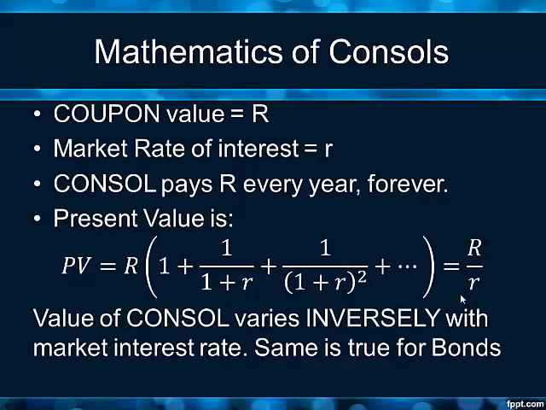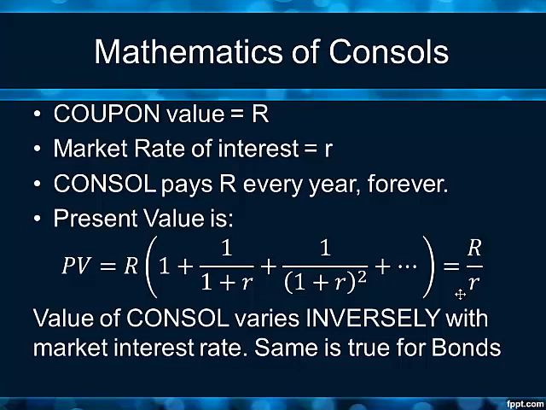Alright, we're going to do a little bit of mathematics. Do people know the formula for the geometric sum, 1 plus alpha plus alpha squared and so on? Does everybody know that formula? Oh, good. Okay. So a consol is really a theoretical instrument. At some point they used to exist, but it's just useful to do this mathematics in a simple way.